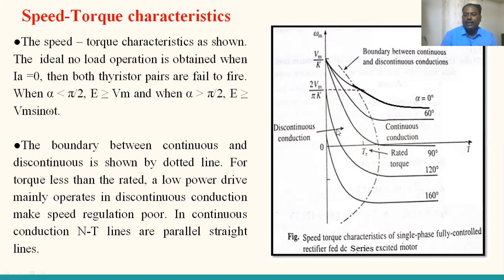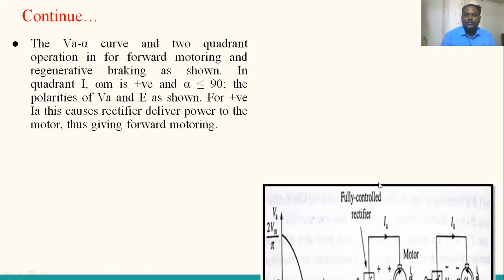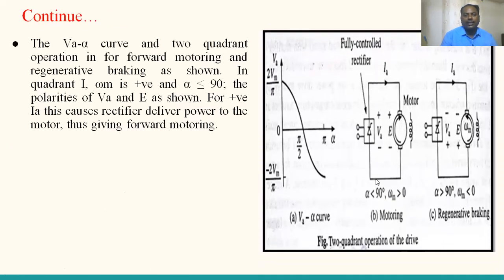Yes, and similarly, we have to justify why this drive has an ability to operate in the first quadrant as well as the fourth quadrant. You see here, this characteristic is very clear in supporting our operation. In the VA versus alpha curve, the maximum average output voltage is equal to 2 Vm by pi cos alpha. If alpha is equal to 0, the maximum available voltage is 2 Vm by pi. From there onwards, as you increase the value of alpha from 0 to 90 degrees, the average output voltage gradually decreases and attains the value 0 at alpha equal to 90 degrees.